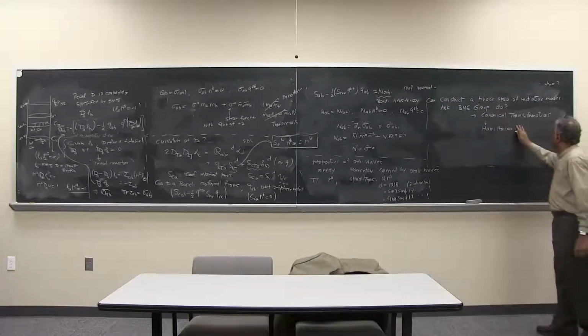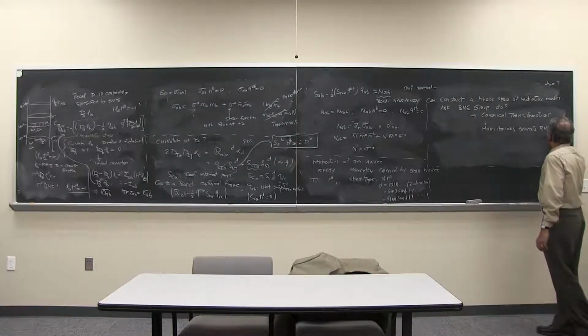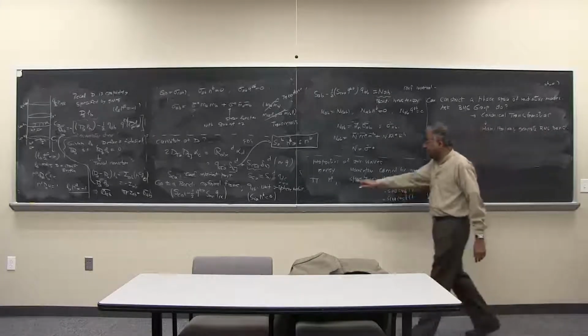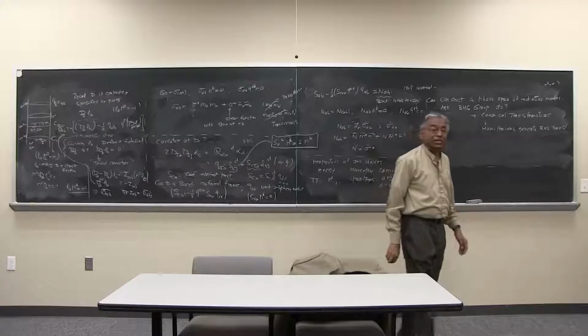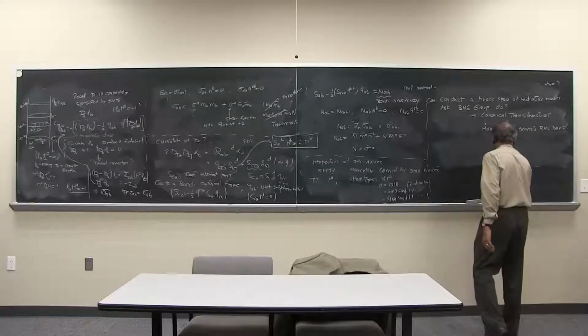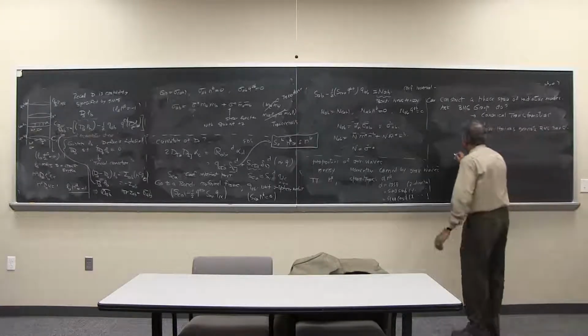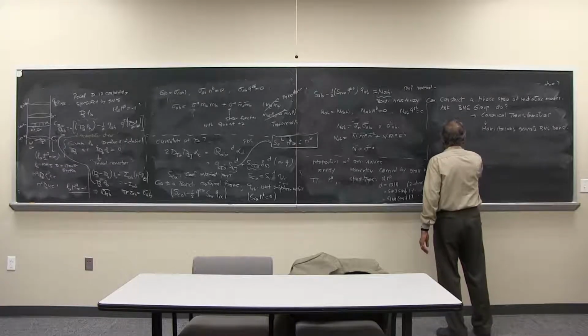which generate the BMS transformations. And in particular, we can do it for time translations and space translations. And what we find is that, in fact, the generator of the time translation is just, so these give us fluxes.